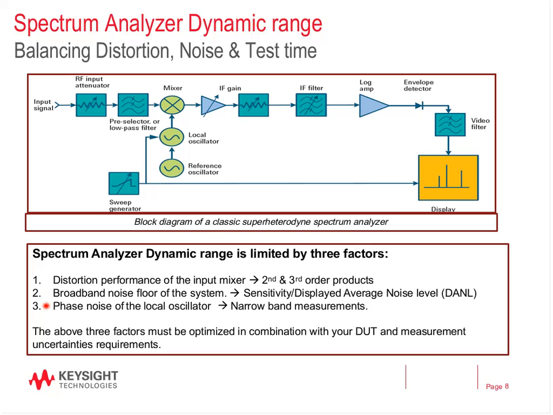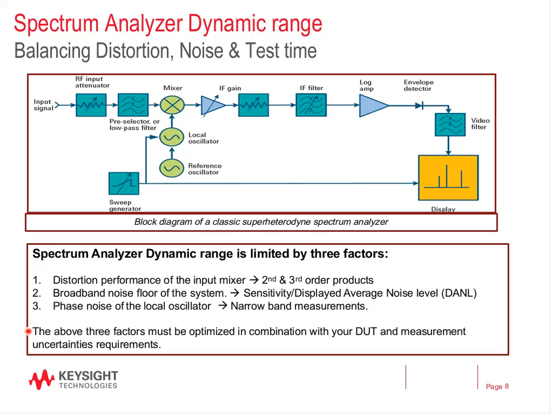And then last, you have phase noise. All these will contribute to the dynamic range of your spectrum analyzer. For phase noise, traditionally, it's any narrow band. If you have very close frequency spacing between components, frequency components, that's when phase noise comes into play. For today's discussion, we'll be focusing mostly on 1 and 2.